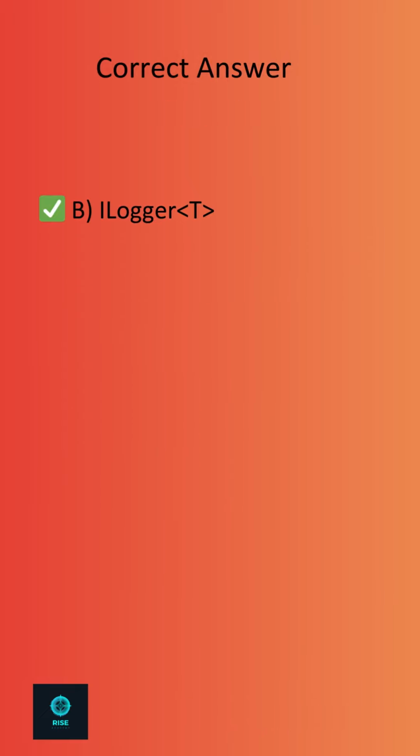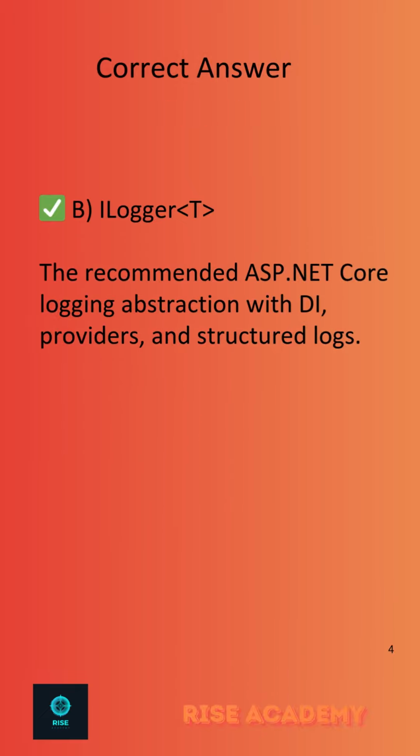Let's break it down. Option A, Console.WriteLine, is something we all start with. It's quick and easy, but it doesn't scale. No filtering, no structure, and definitely not production-friendly. Option B, the ILogger<T> interface, is the built-in way ASP.NET Core recommends. It supports log levels like information, warning, error, and even integrates with configuration. This is the best default choice.